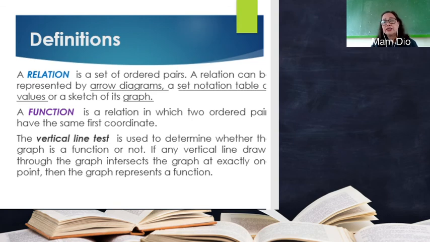A function, on the other hand, is a relation in which no two ordered pairs have the same first coordinate. The vertical line test is used to determine whether a graph is a function or not. If any vertical line drawn through the graph intersects the graph at exactly one point, then the graph represents a function.